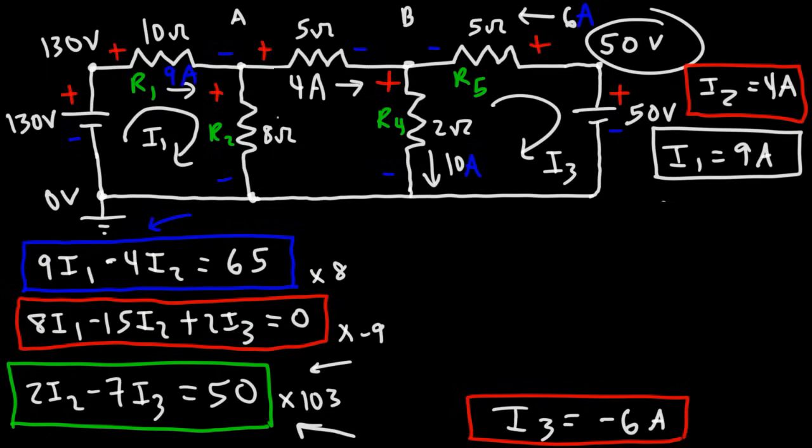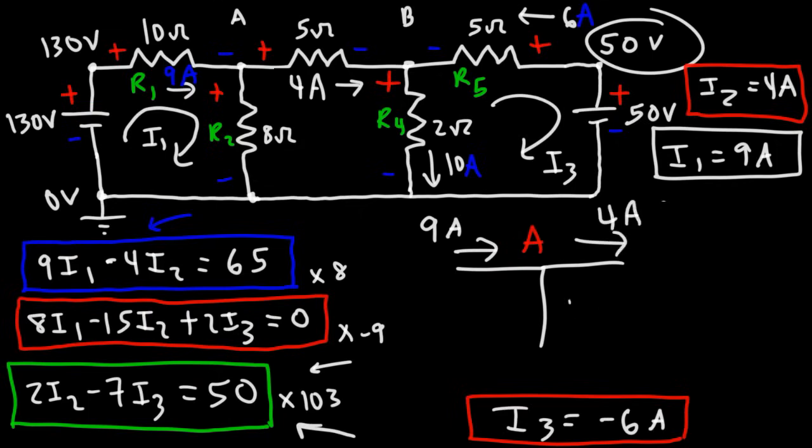So what is the current flowing through R2? So let's draw a picture. We have 9 amps of current entering point A. 4 amps is leaving point A. That means that we have 5 amps that must be leaving as well. So there's a 5 amp current that is flowing through resistor 2.